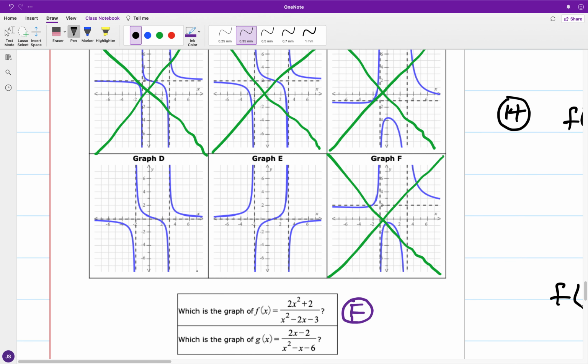So the y-intercept is positive in D, but it is negative in E. And so the best match among these graphs is going to be D, and that'll be that which best applies to the function laid out for g of x equal to 2x minus 2 all over x squared minus x minus 6.